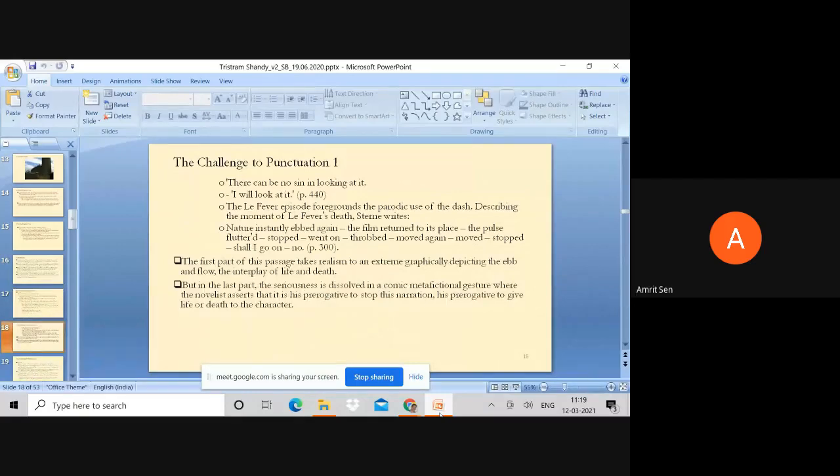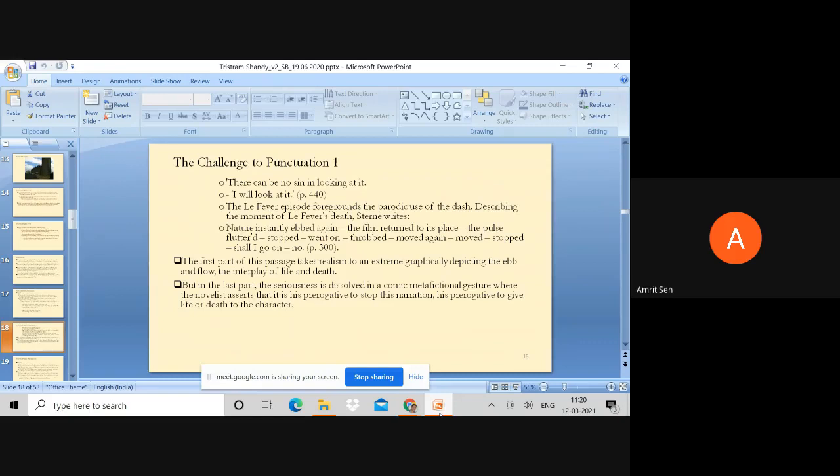And also the Lefevre episode, where Lefevre is the soldier who dies and Sterne very pathetically tries to represent it. But in pathetically trying to represent it, he's again comically parodying the novel of sentiment, right? So nature instantly ebbed again, dash. The film returned to its place, dash. The pulse fluttered, dash. Stopped, dash. Went on, dash. Throbbed, dash. Moved again, dash. Stopped again, dash. Shall I go on, dash? No.